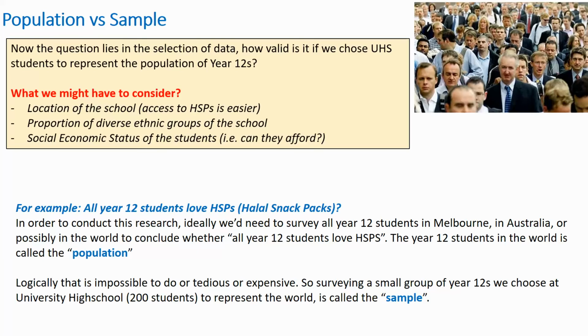Am I surveying the school where it has access to HSPs? Does it make sense that maybe only people who normally eat kebabs love HSPs, whereas if you grew up with Indian food, then you don't like HSPs? Maybe if you're like my mom, she doesn't like dairy food. Is that a fair call if I just went to find people of my mum's group and said, do you like HSP? And they're like, no, I don't like cheese, you know?